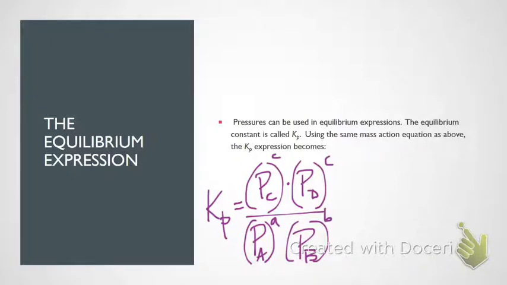Brackets always indicate a molarity or a concentration. So I often would write it like this. I would just do PC to the c times PD to the d. That's supposed to be a big D. I usually don't even put parentheses just because I don't want to take the chance of doing the brackets. Okay? But you're using pressures there.